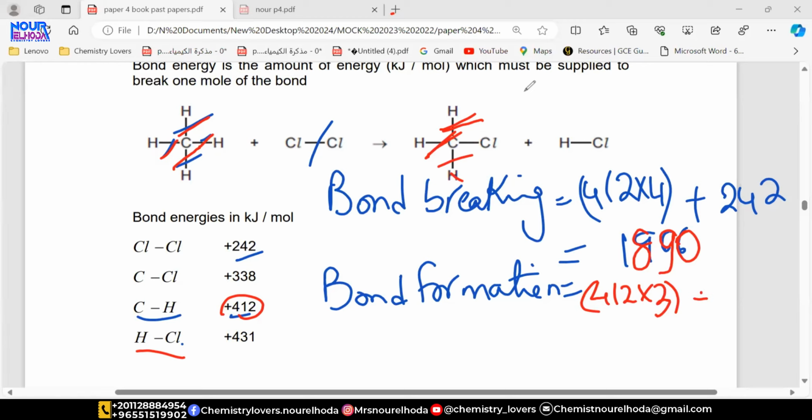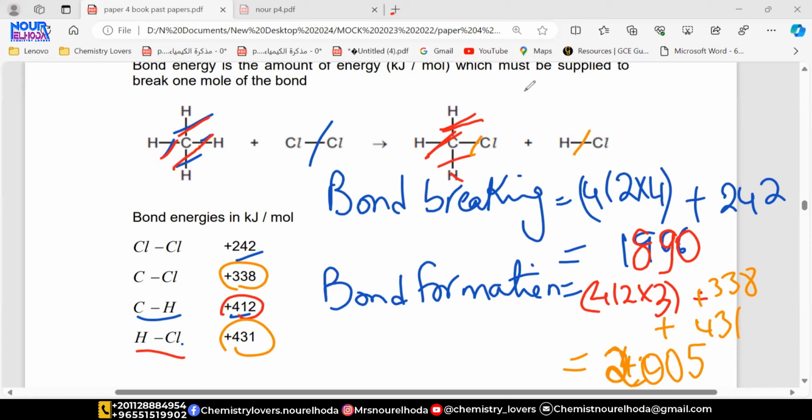And then CCl. Where is CCl? 338. 338. Plus HCl, 431. So what's the number? 2005. 2005. 2005.